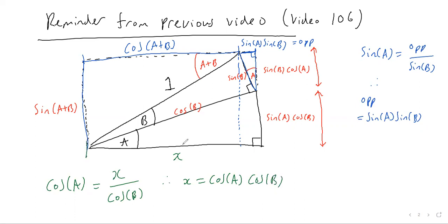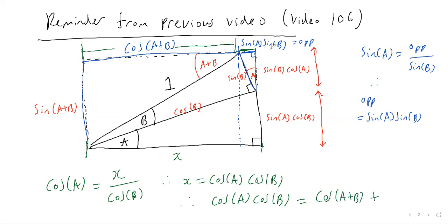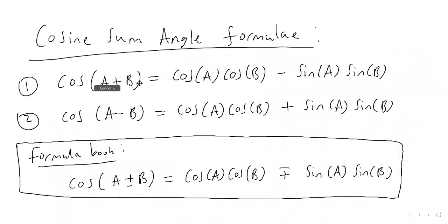So we know that the base of this is cos A times cos B, but that is equal to this length going from there to there plus this little length there. Therefore, cos A times cos B must be equal to cos A plus B plus sine A times sine B. So we want to prove this first identity here.